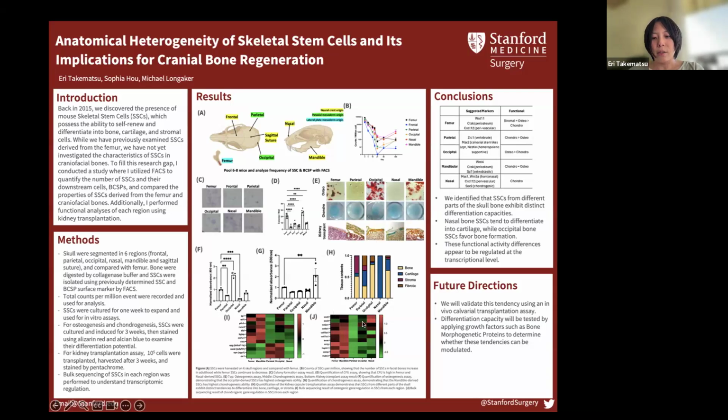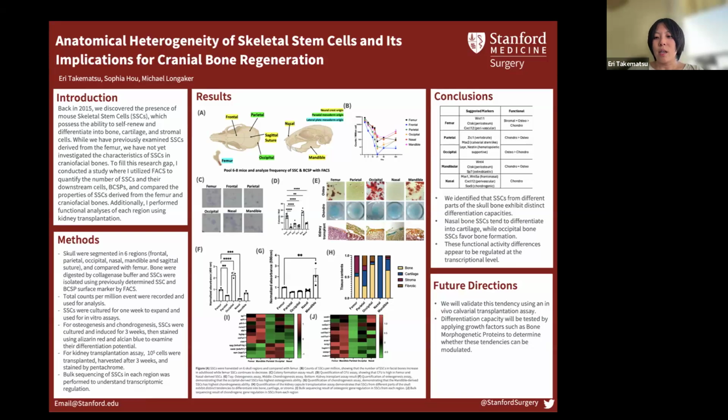In J, you can see the chondrogenic gene modulation. And you can see SOX9 and SOX6, which are chondrogenic driver genes, are highly expressed in the nasal-derived SSCs shown here. To conclude, we identified the functional variety in skeletal stem cells in craniofacial bone, and this is also coming from the transcriptomic level.